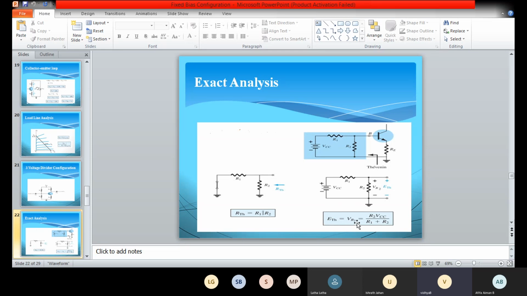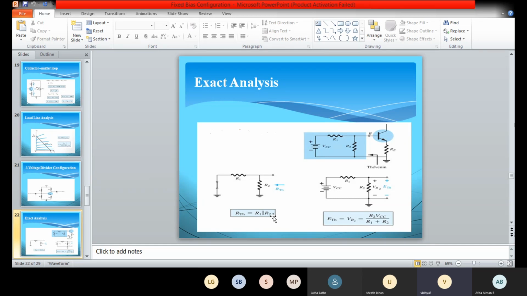ETH is equal to VR2, which is equal to R2 VCC divided by R1 plus R2. To find Thevenin's equivalent resistance RTH, open the load. That means we will make the load open and short circuit the input source. If we short circuit the input source and make the load open circuit, then you will get RTH is equal to R1 parallel R2.